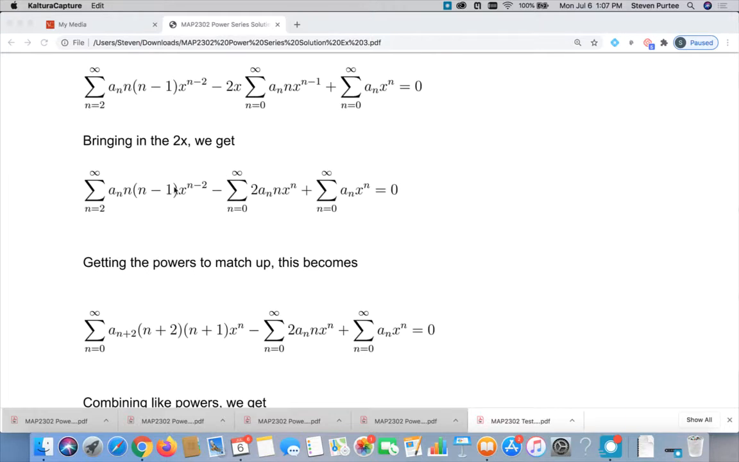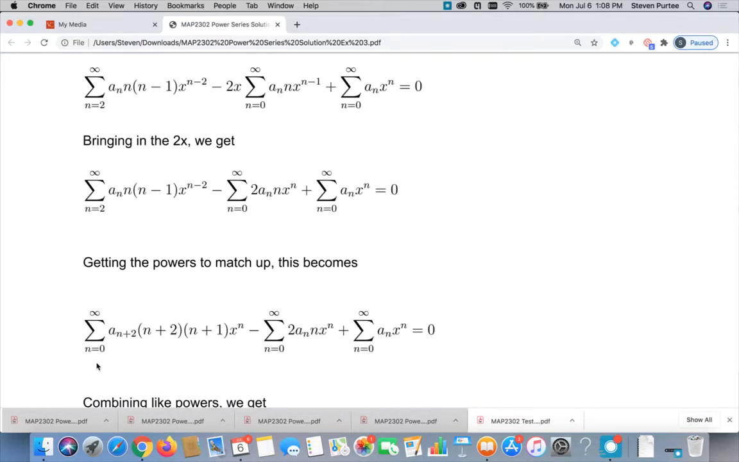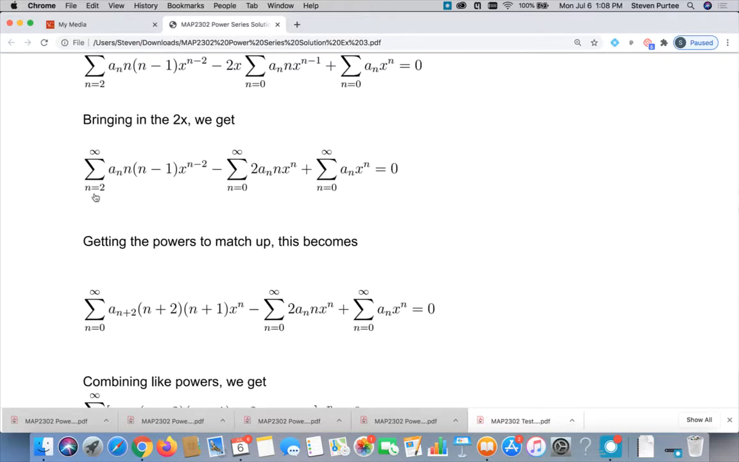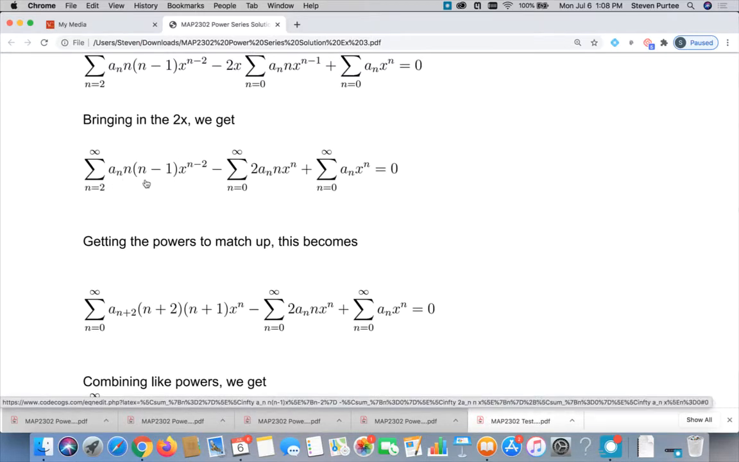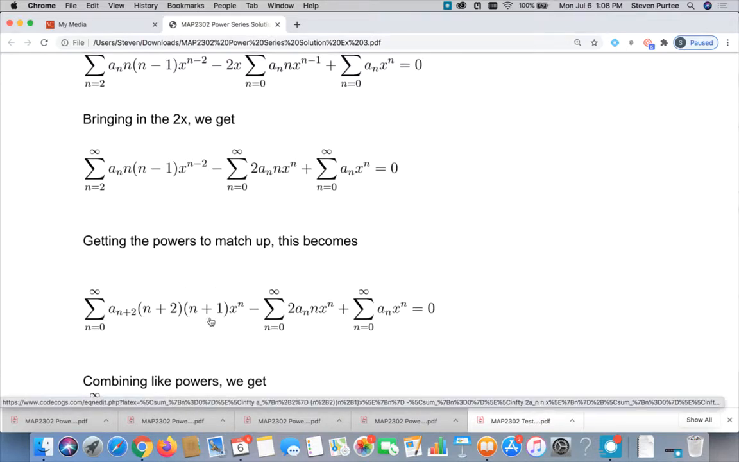So the easy way to do that is go, well, this needs to go up by 2, so this can go down by 2. Everything inside here will go up by 2, even the an right there, up by 2. This will go down by 2. Write out a few terms, starting at 2. Write out the first few terms of this. Write out the first few terms of this. Convince yourself that it's really the same sum.